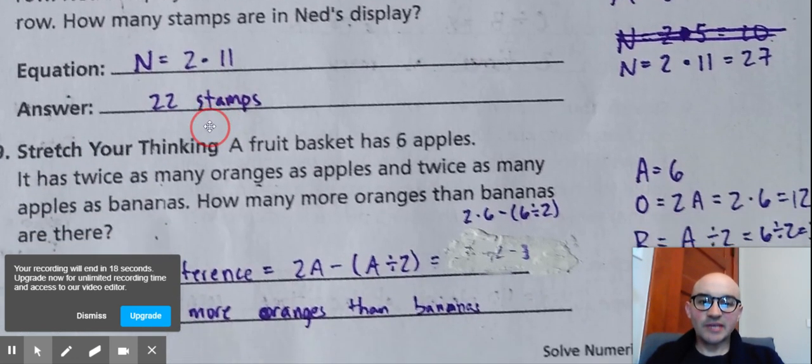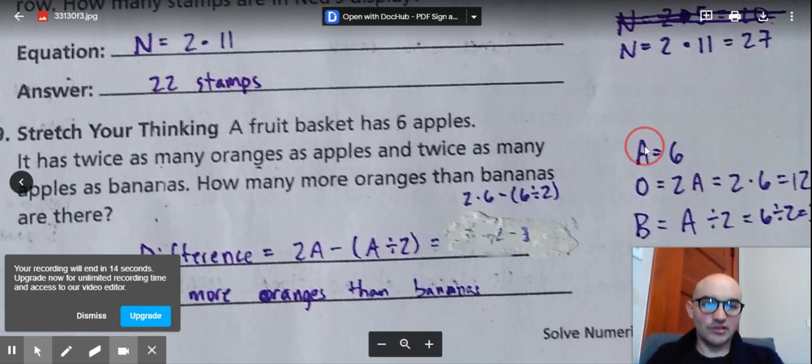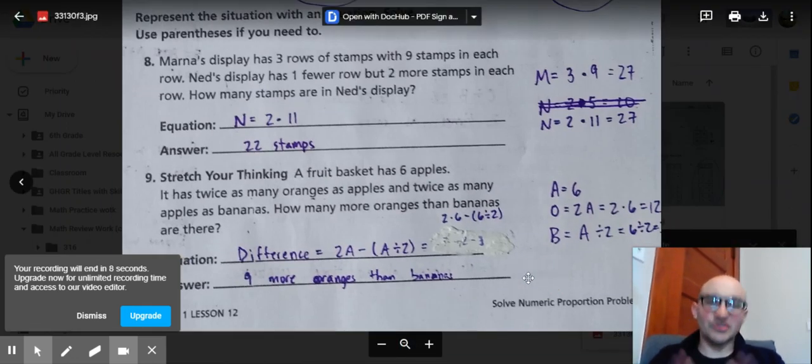I'm running short on time here, so what I will tell you real quick is to pause the video and take a look at the stretch thinking. Remember, this is review, so I'm just going to call it good there.